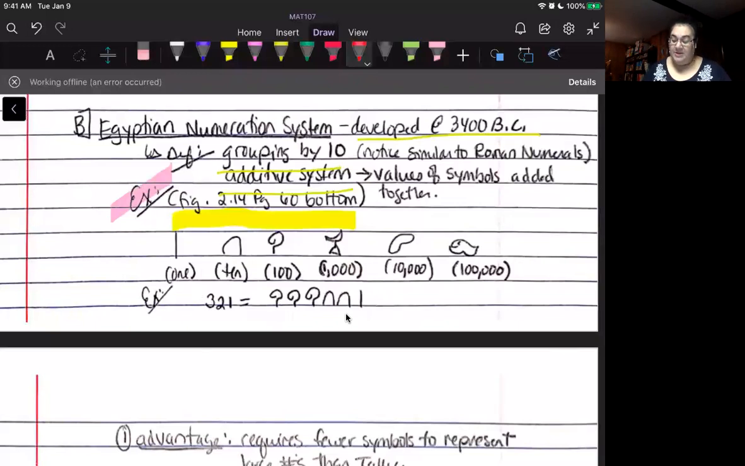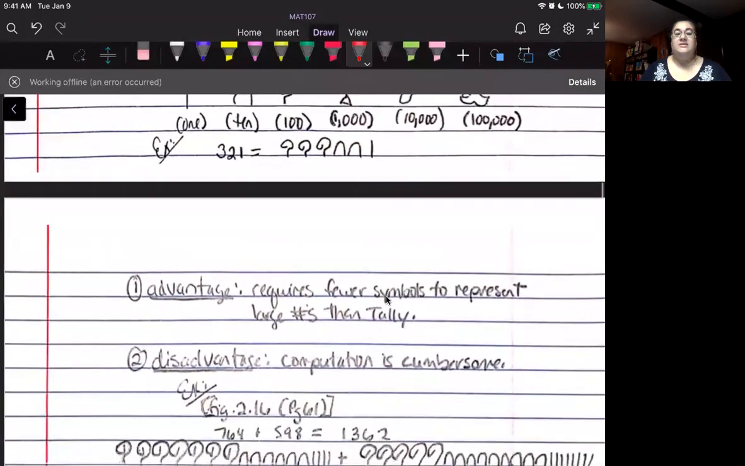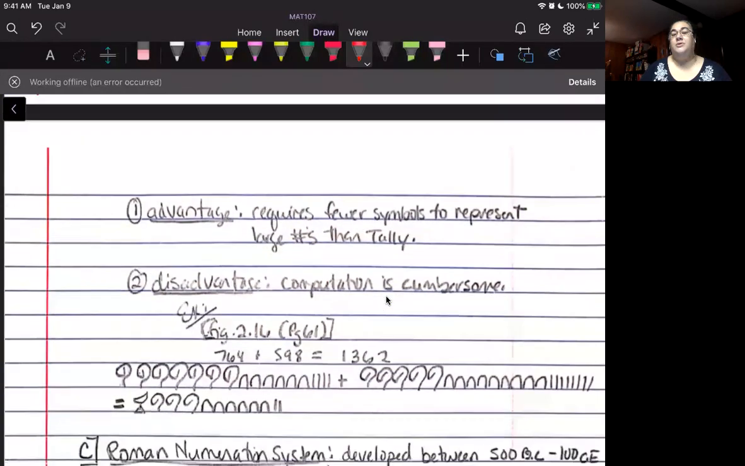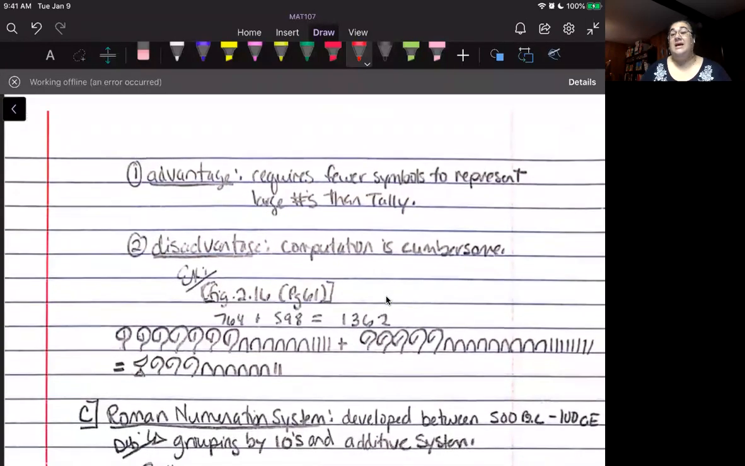Now, what are some of the advantages? And so you can see here they had 3 hundreds, right? 3 scrolls, 2 10s for 20, and then a 1. Now, advantages of this system. Well, it obviously requires fewer symbols to represent large numbers than the tally mark, because if we had done 321 in tallies, it would be really big and very cumbersome. So they have less, so that was an advantage.